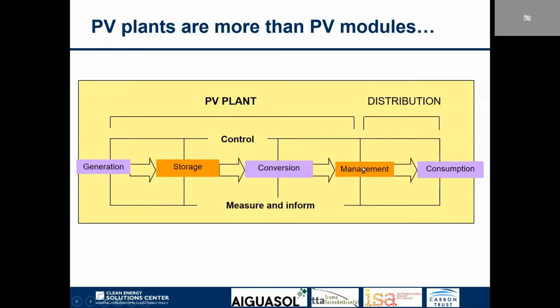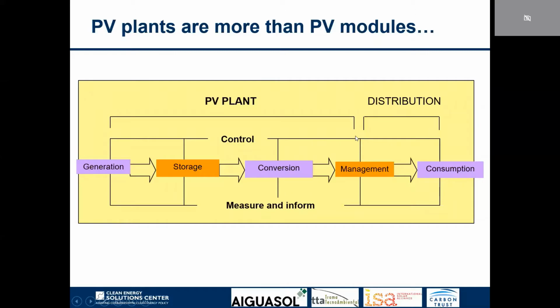And then that will be the main functions in a PV plant, but also considering the control function of these different aspects, together with the monitoring, data collection, and information to be able to take decisions and to control to manage the performance of the PV plant.